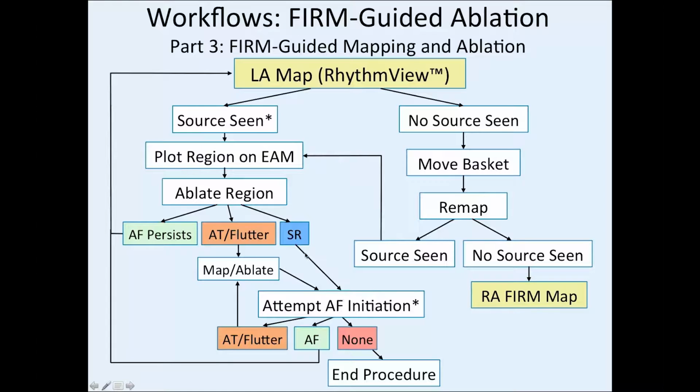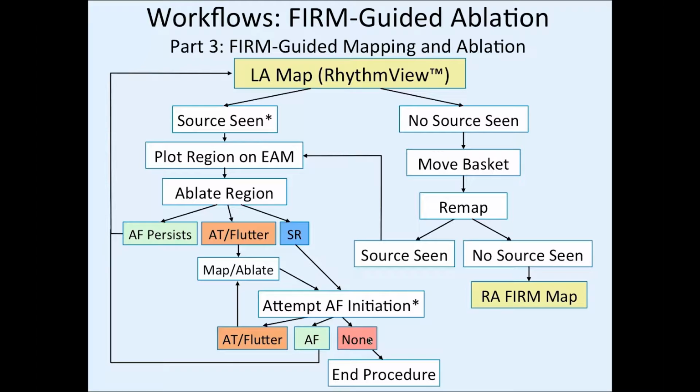Now back over here, if when we are ablating that region, we stop atrial fibrillation, either to sinus rhythm or atrial tachycardia or flutter, we will map the flutter and so forth. And then once it terminates, attempt atrial fibrillation reinitiation again, as we saw on the previous slide, and just keep on going around until we eliminate the source, or we have eliminated atrial fibrillation, eliminated atrial flutter, we get to sinus rhythm and can't initiate atrial fibrillation anymore.